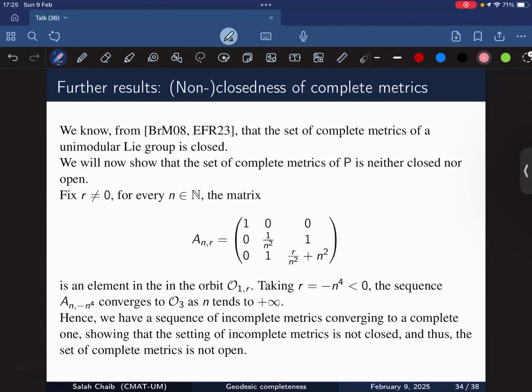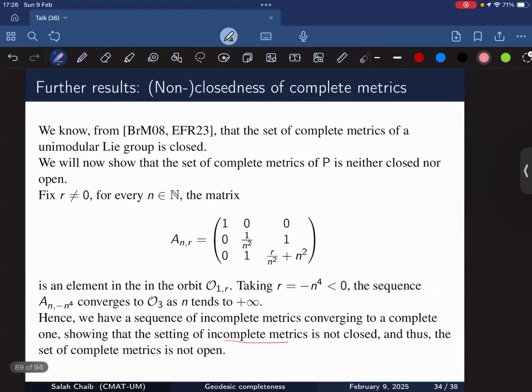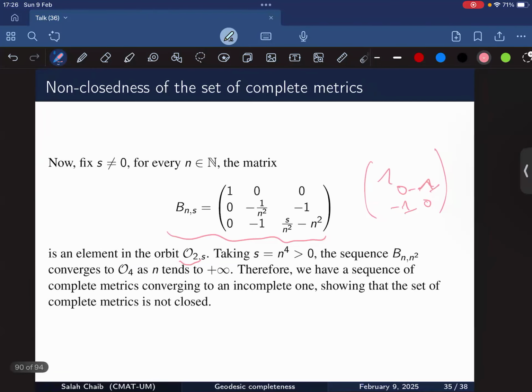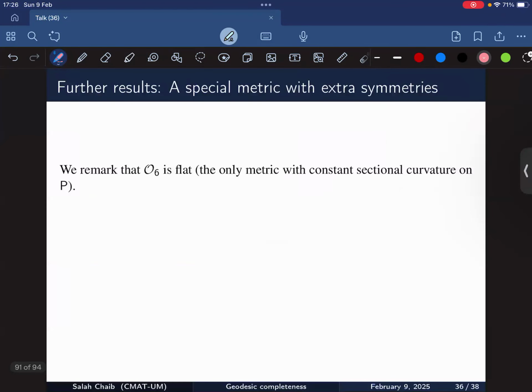So it is not open because the set of incomplete matrices is not closed, and we use another sequence to prove that it is not closed, of representatives, because the O2S matrices for S positive are complete matrices, and they converge to this incomplete matrix. And so it's neither open nor closed.